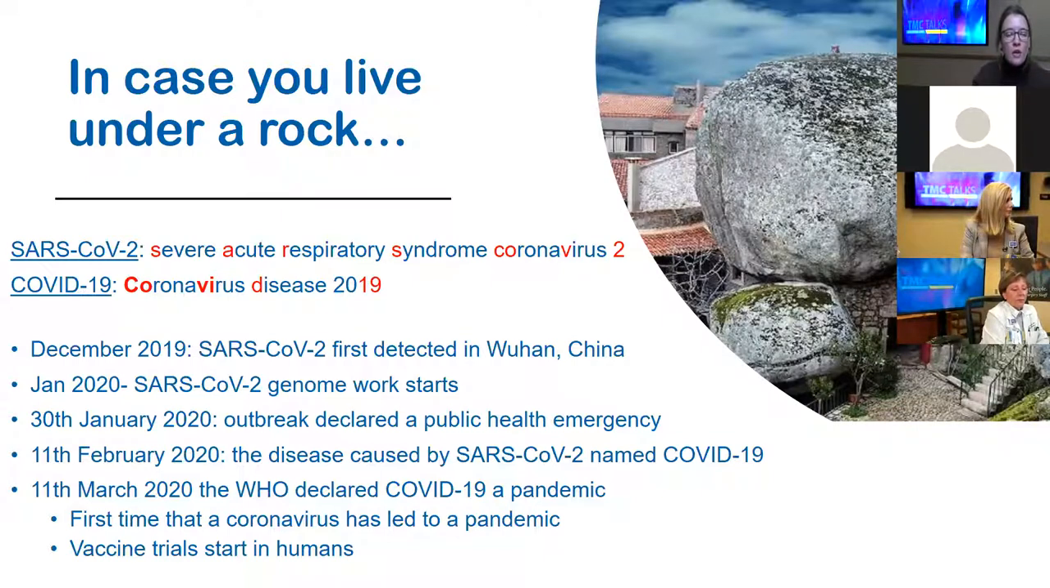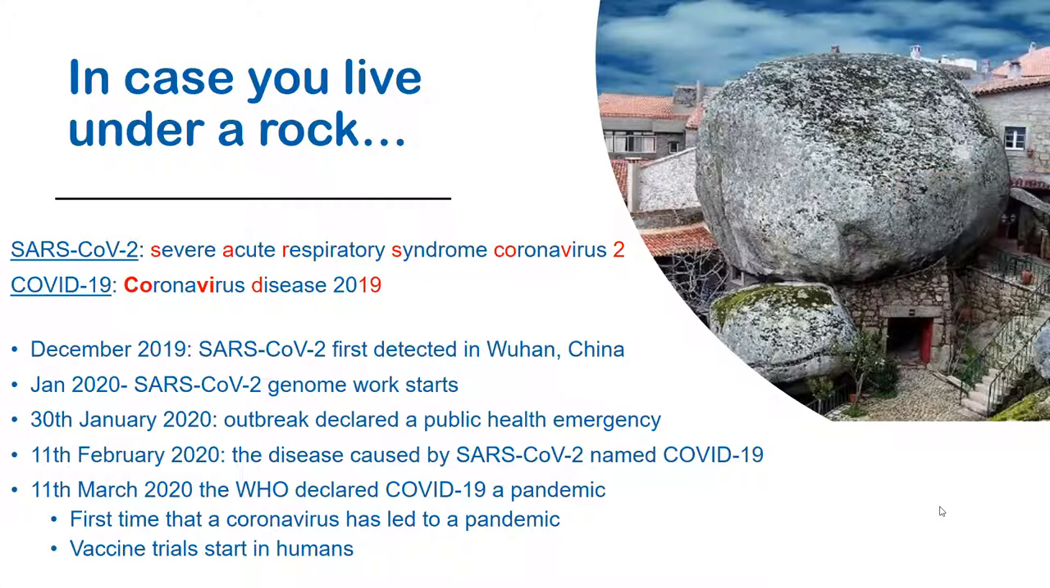And just to get us all on the same terminology, severe acute respiratory syndrome coronavirus 2, or SARS-CoV-2, is the name of the virus that causes the disease, versus COVID-19, which is the name of the disease that SARS-CoV-2 causes. As you know, we first detected this virus in the world in China sometime around November, December. By January of 2020, we were already working on the genome of this virus to be able to start working on a vaccine. By the end of January, the outbreak was declared a public health emergency. By February, the disease caused by SARS-CoV-2 was named COVID-19. And by March, the WHO declared a COVID-19 pandemic.